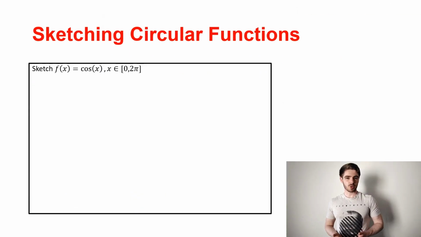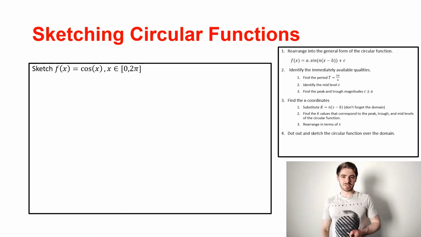Now that we know the key properties of sine and cos, let's have a go at sketching them. Here's the process that we're going to be running. I know it looks like there's a lot of steps at the moment, but you'll find as you go through it that a lot of these steps only take 1 or 2 lines of working to complete. So let's give it a shot. The first step is to ensure that the equation is in the general form.